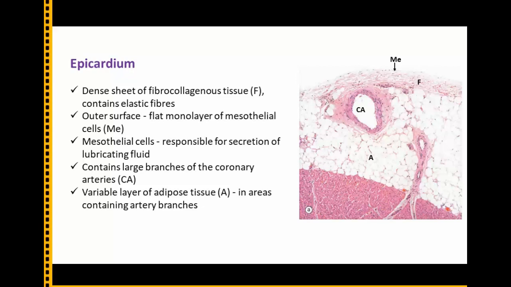there are some cells which we call mesothelial cells. They secrete lubricating fluids so that the visceral pericardium and the parietal pericardium will have smooth movements, so that it will allow smooth constriction and dilatation of the heart muscle, so that it can act as a good pump. Okay.